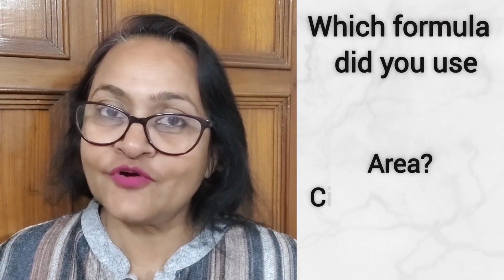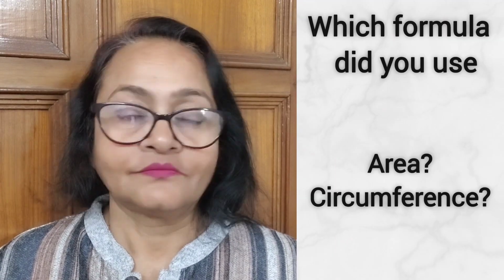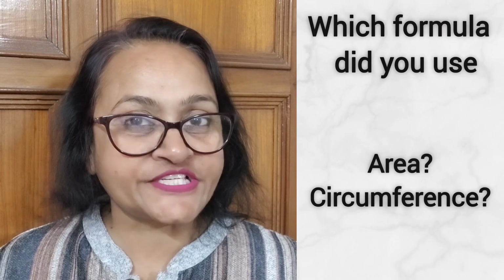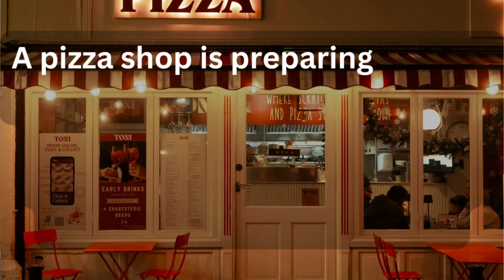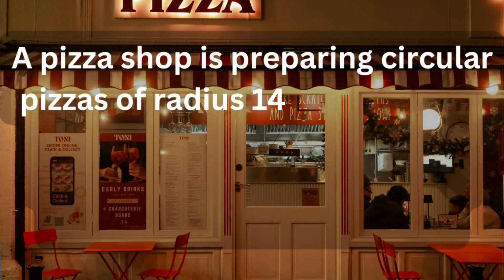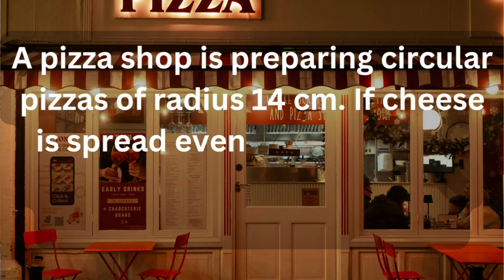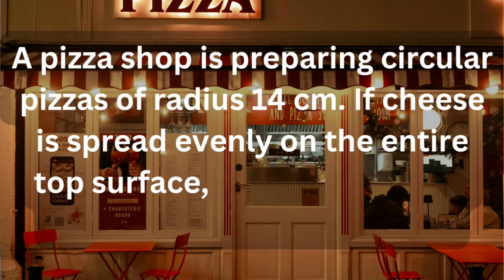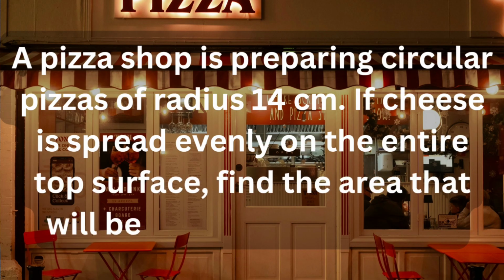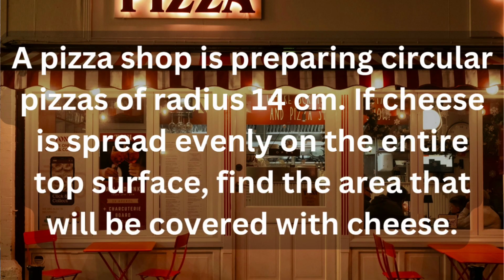So tell me in the comments, did you use the formula for area or circumference? Now let's take the next question. A pizza shop is preparing circular pizzas of radius 14 centimeter. If cheese is spread evenly on the entire top surface, find the area that will be covered with cheese. Now, first think, are we going around the pizza or are we going to cover the surface? We are covering the surface.